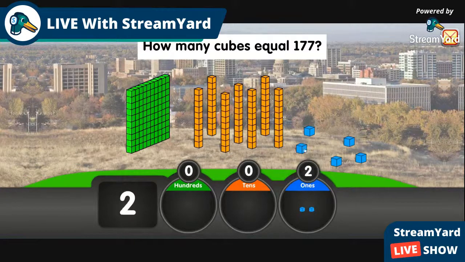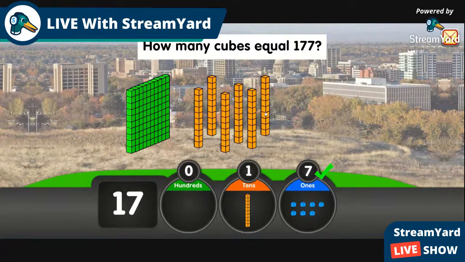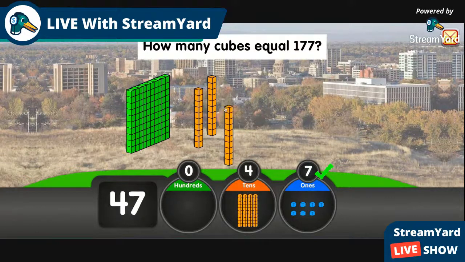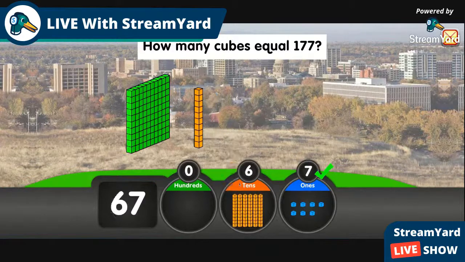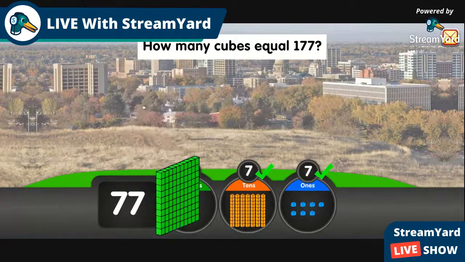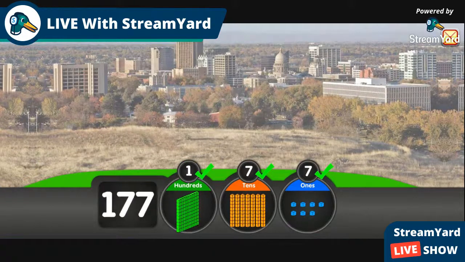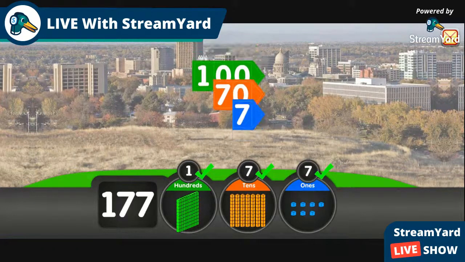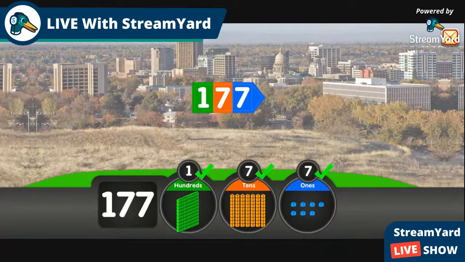1, 2, 3, 4, 5, 6, 7, 7, 30, 40, 67, 77. 177. 100 plus 70 plus 7 equals 177.